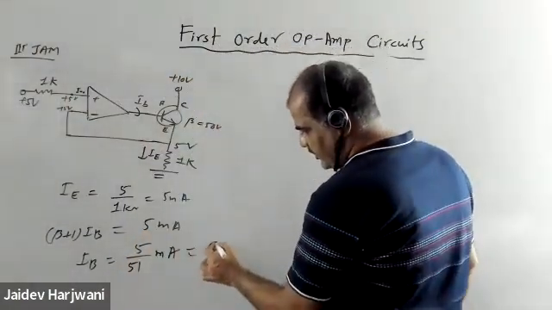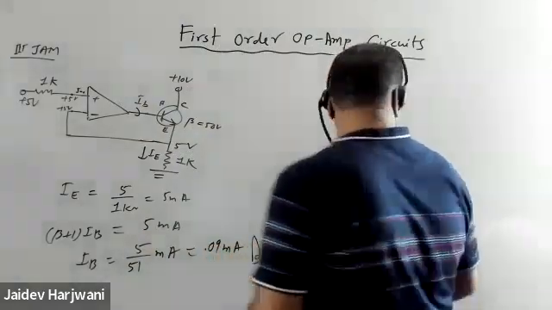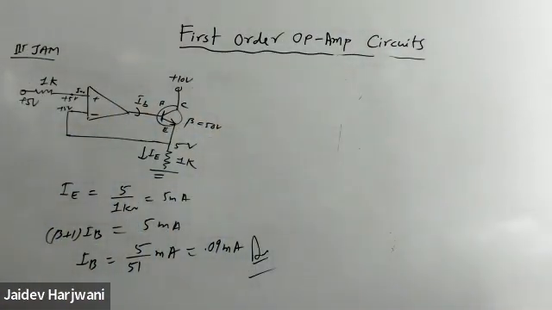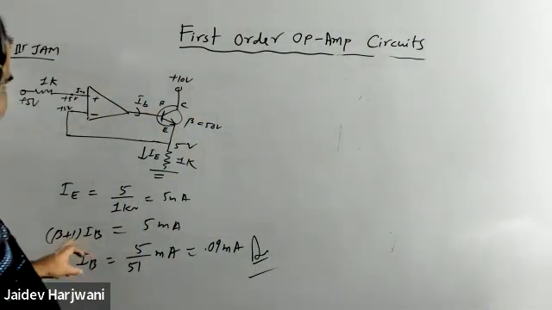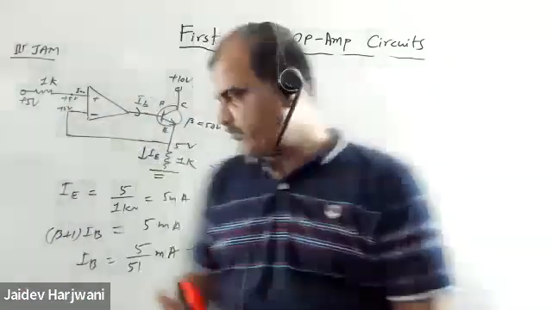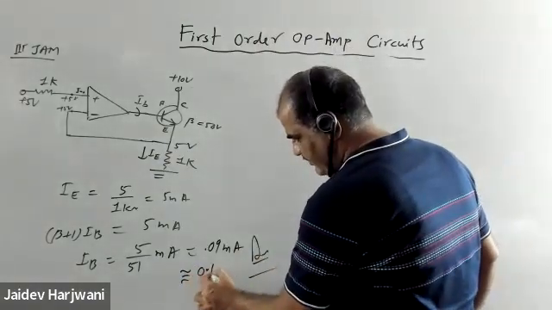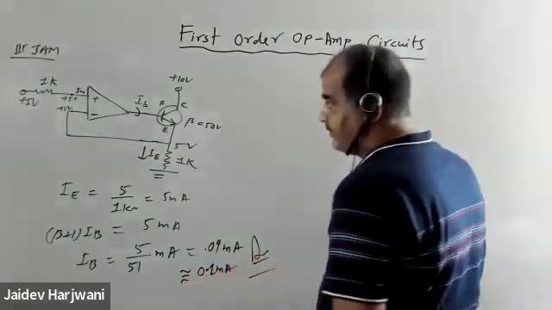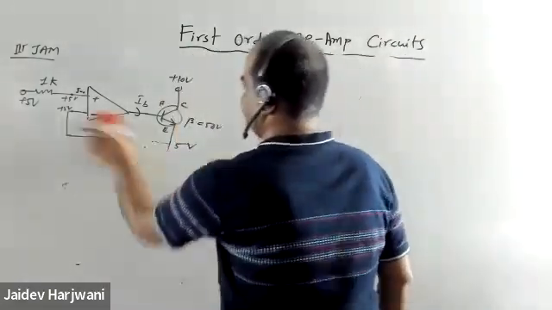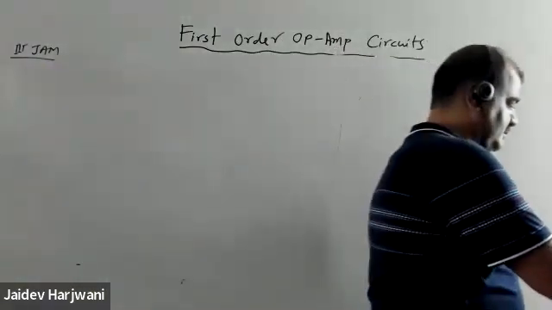0.09. Okay, so 0.09 milliampere is the answer. Or if you take beta equal to 50, then it will become 0.1 milliampere. Okay, so it will approximately be equal to 0.1 milliampere. Okay, so I am rubbing this one.